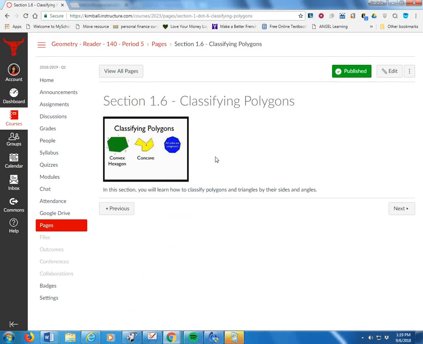Okay, section 1.6 is today. This is the last section of chapter 1 for you geometry people. Which means tomorrow we will be working on the chapter review. Monday I will be going through the chapter review, and Tuesday will be our first test.